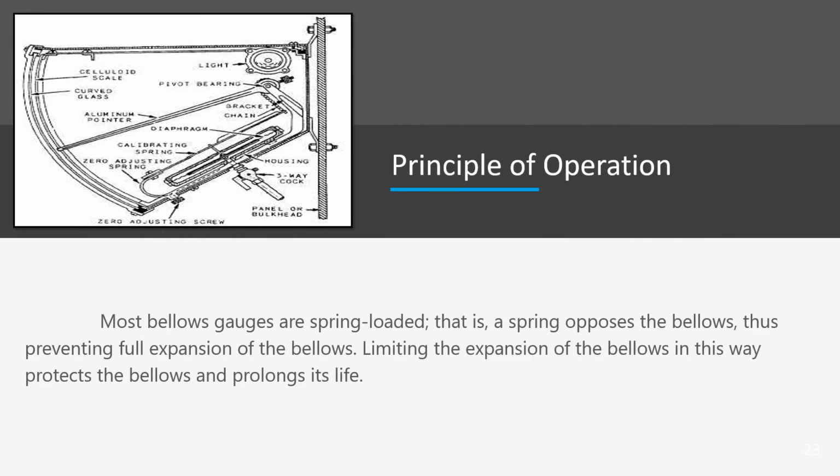Principle of operation of these bellows. Most bellows gauges are spring-loaded. That is, a spring opposes the bellows, thus preventing full expansion of the bellows. Limiting the expansion of the bellows in this way protects the bellows and prolongs its life. So, in a spring-loaded bellows element, the deflection is the result of the force acting on the bellows and the opposing force of the spring.